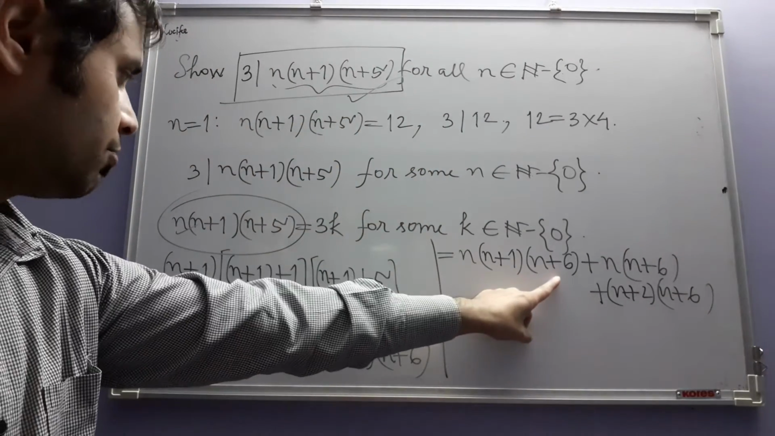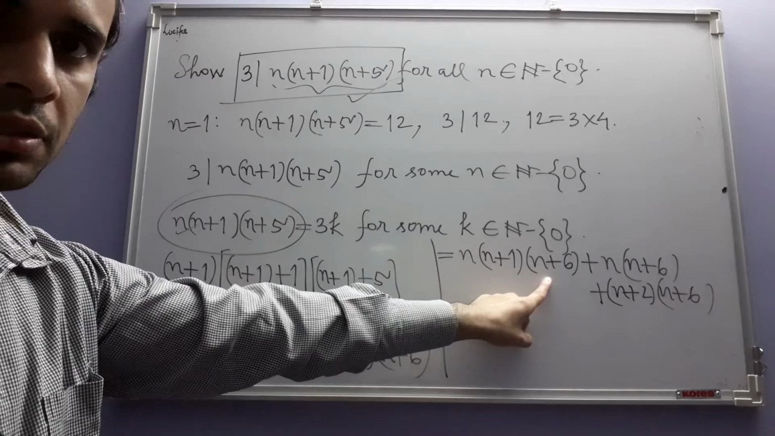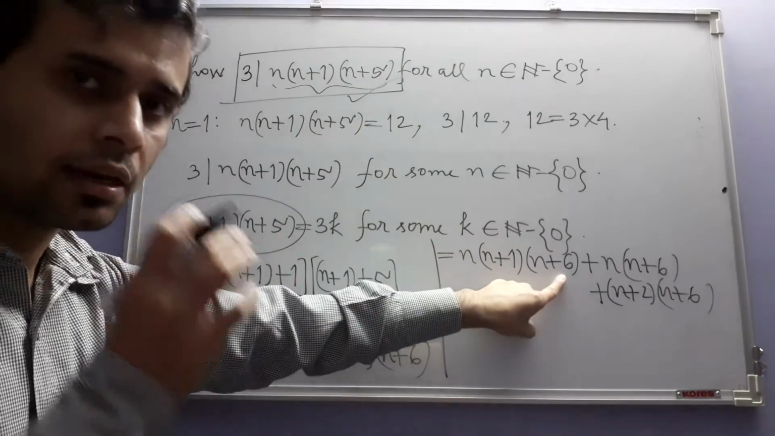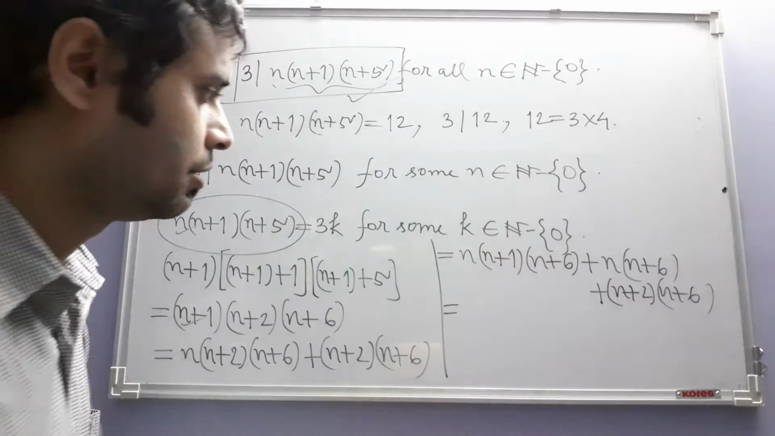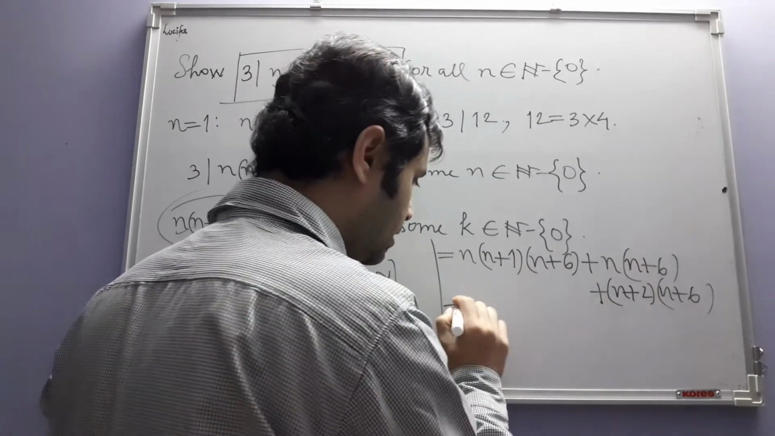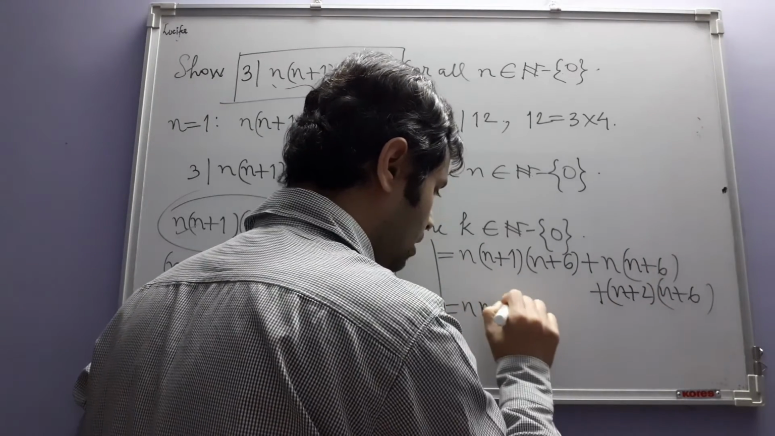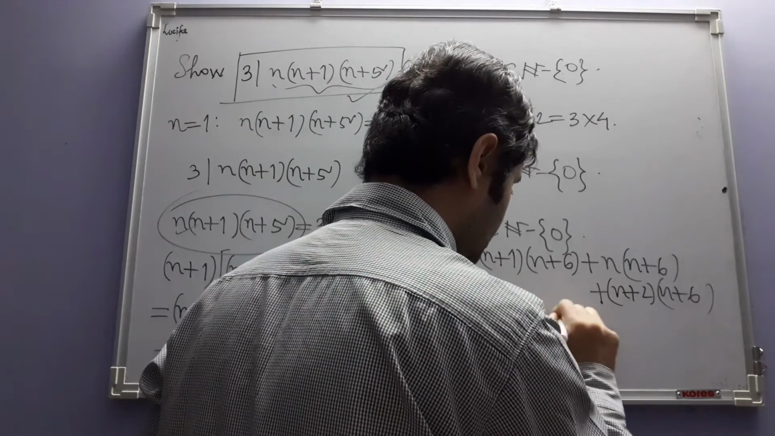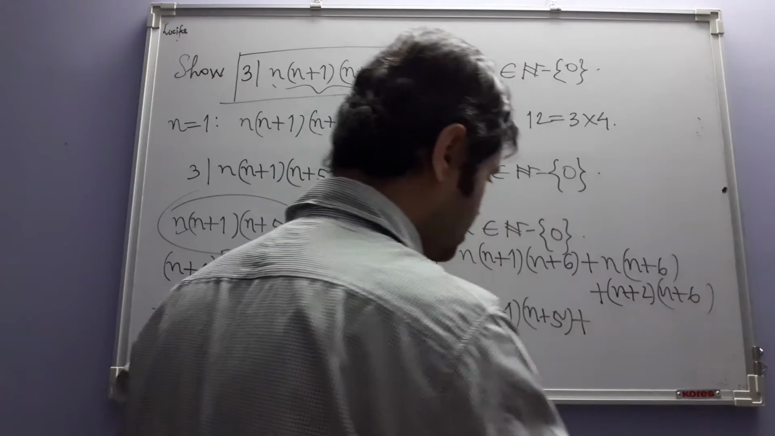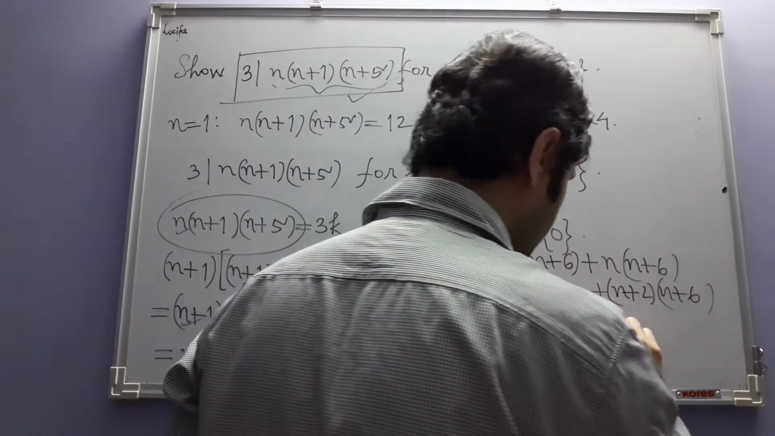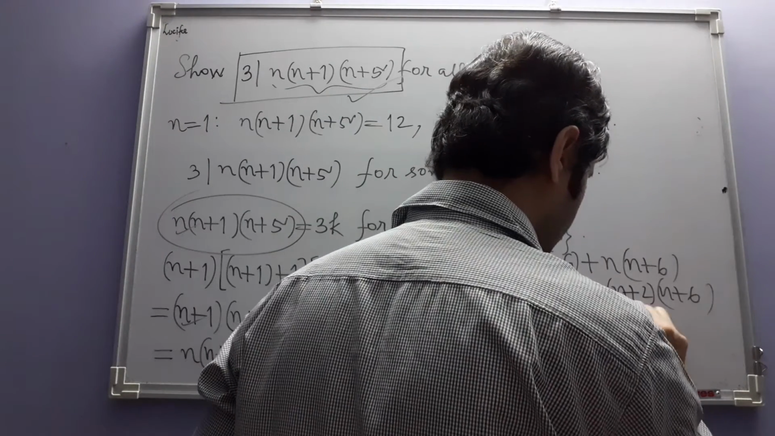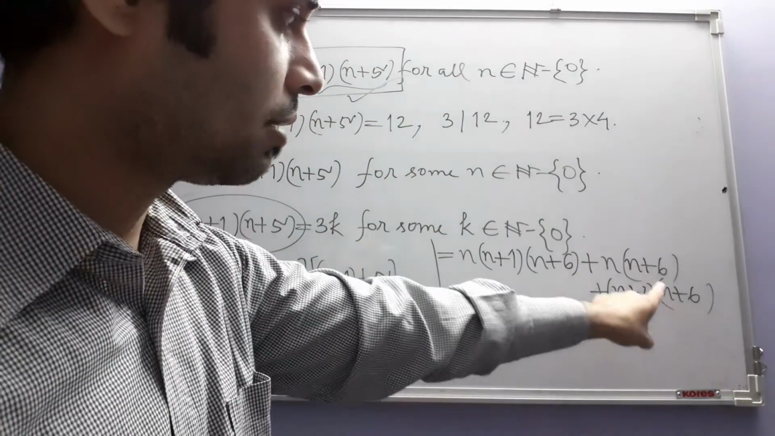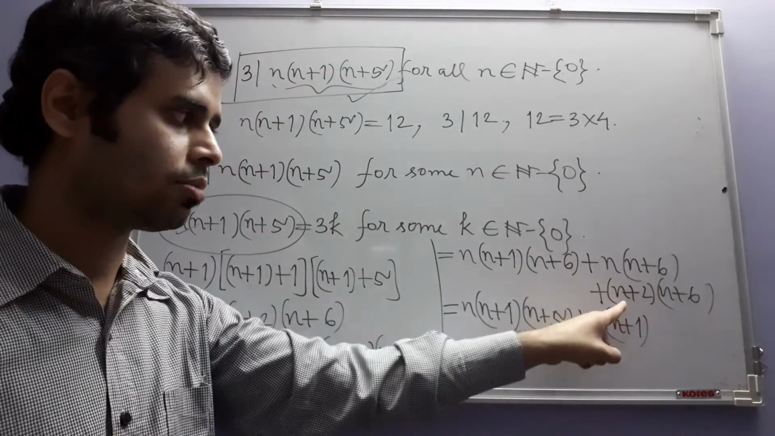Now here also we don't need n plus 6, we actually need n plus 5. So I can write this as n plus 5 plus 1, and after multiplying that out I have n times n plus 1 times n plus 5 plus, we have 1 here, so n times n plus 1, and this one I can simplify since both the terms have n plus 6, so I can take them common out.